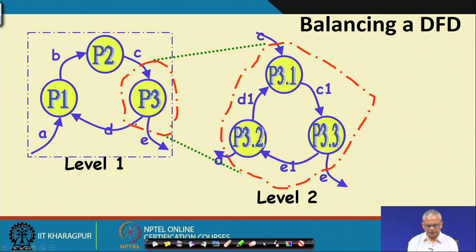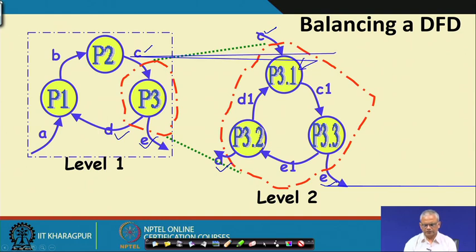Now, we check here, yes, C is input here, D and E are output here, and therefore, it is a balanced decomposition. But let us say we had another input here, then that won't be balanced.